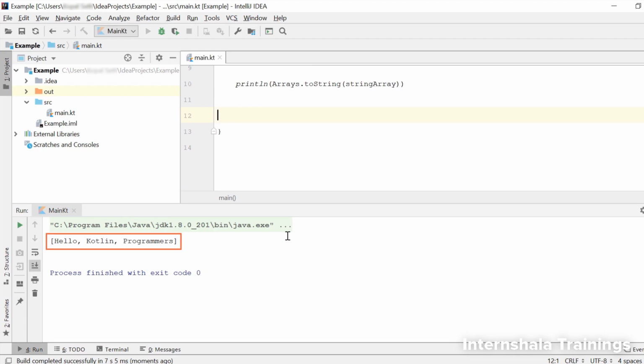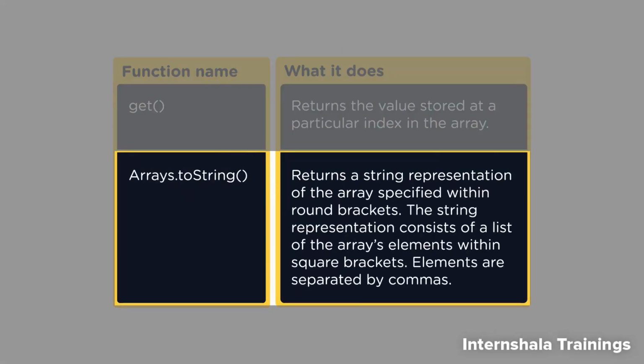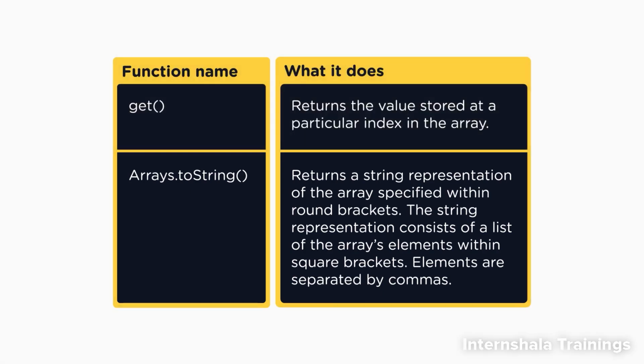Now before we end this video, let us look at the arrays.toString function that we used. The arrays.toString function returns a string representation of the array specified within these round brackets. The string representation consists of a list of the array's elements within square brackets. Elements are separated by commas. So what this is doing is that it is converting the array into a string and then printing all the elements. So that was all about arrays and their functions.